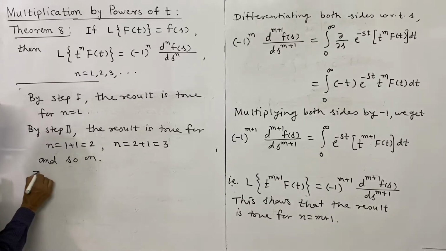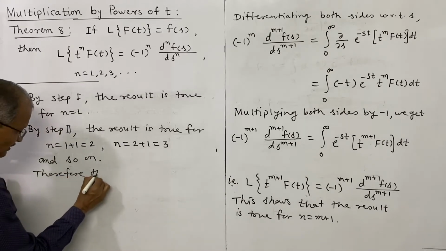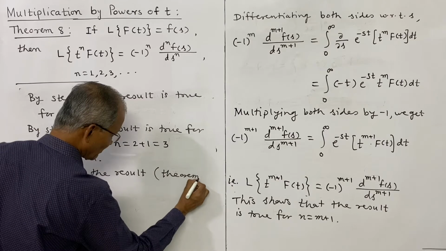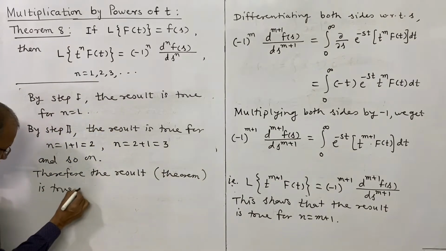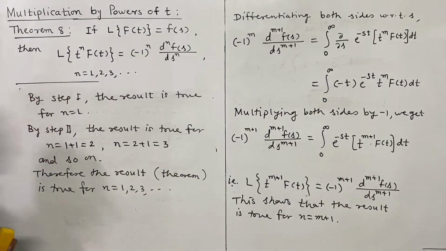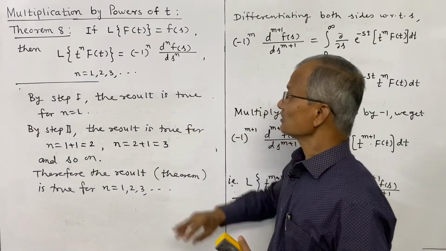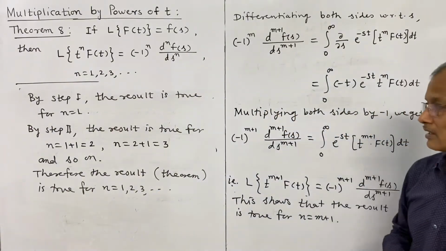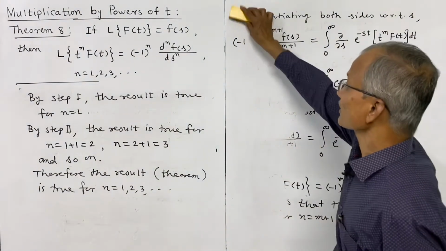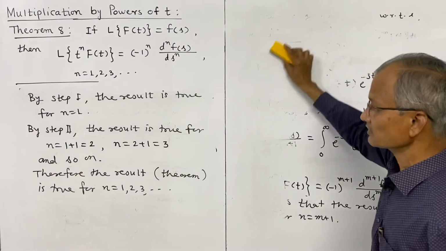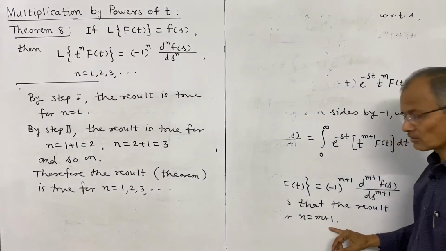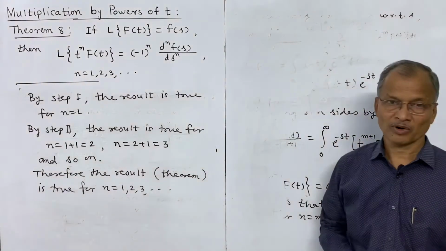Therefore the result or theorem is true for n is equal to 1, 2, 3, etc. And this completes the proof. So thus we have proved the theorem using the method of mathematical induction. And the method consists of two steps. First, the result is true for n is equal to 1. Second, assuming the result true for n is equal to m, prove it is true for n is equal to m plus 1. Now we shall have a problem on it.